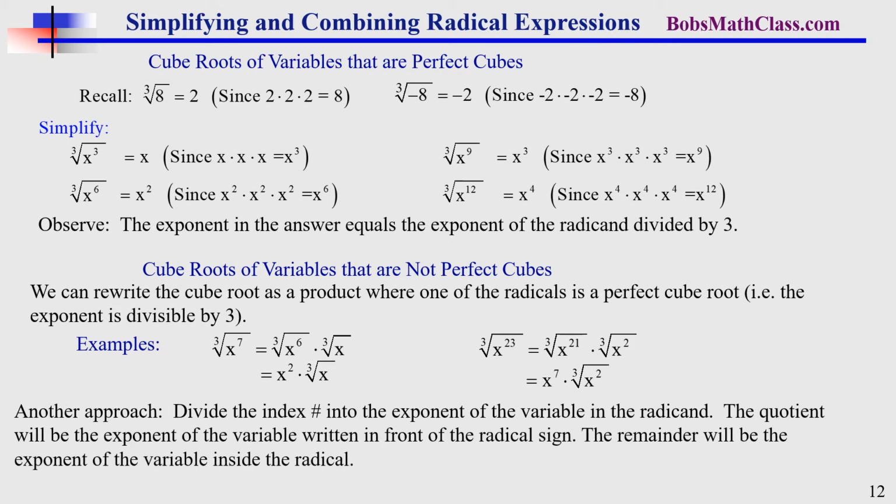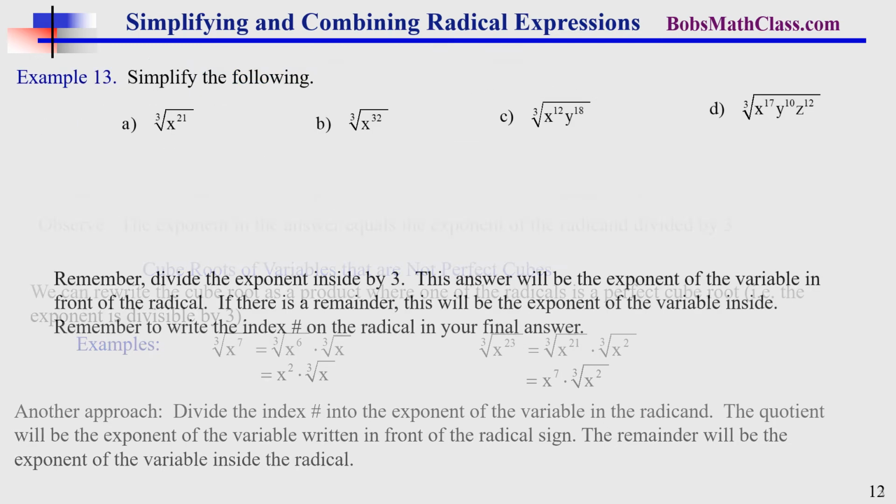So we're going to divide the index into the exponent of the variable in the radicand. The quotient will be the exponent of the variable written in front of the radical sign. The remainder will be the exponent of the variable inside the radical. I know sometimes when we give directions, it's so many words, like what? What did you just say? Let's look at some examples.